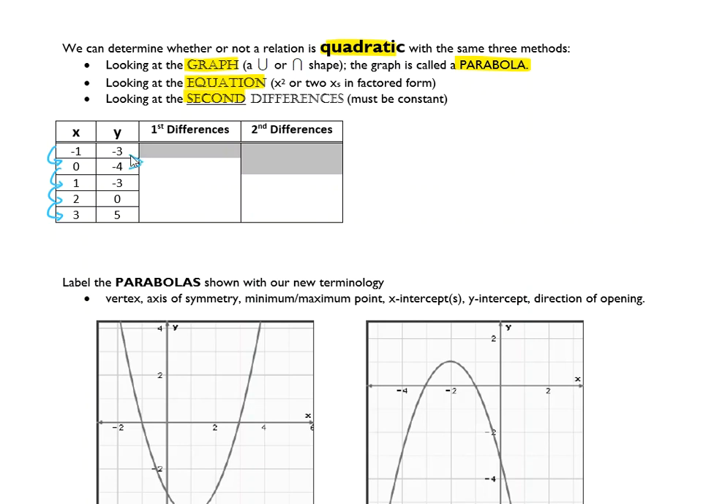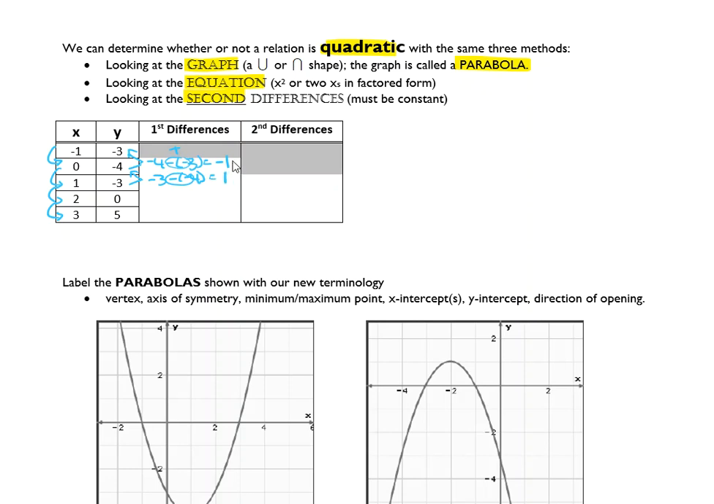I take the second one, I subtract the one above it. -4, subtract, careful with the negatives, -3. That's really -4 plus 3, right? 2 negatives make a positive. -4 plus 3 is -1. Now I take the second one, -3, subtract the one above it, -4. -3, subtract -4, that's -3 plus 4, that's a +1.